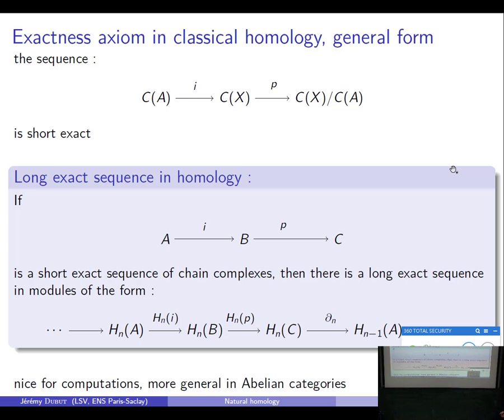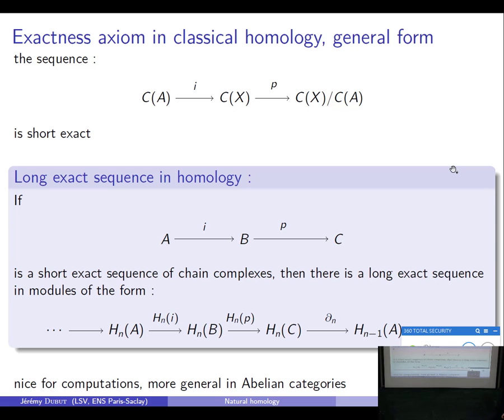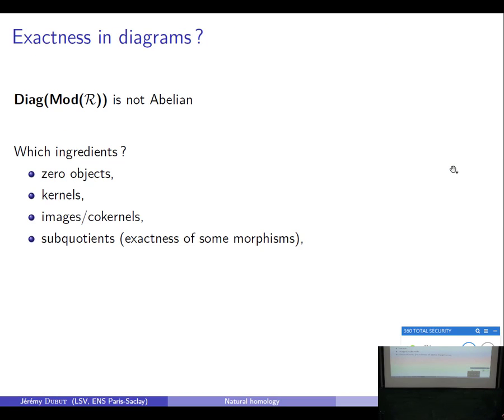Well, the problem is that the category of diagram is not abelian. There is no zero object, for example. So the question is, do we have ingredients that allow us to prove such a theorem? Well, the ingredients needed are at least that we must be able to talk about a chain complex. So we must be able to say that a morphism is a zero morphism.